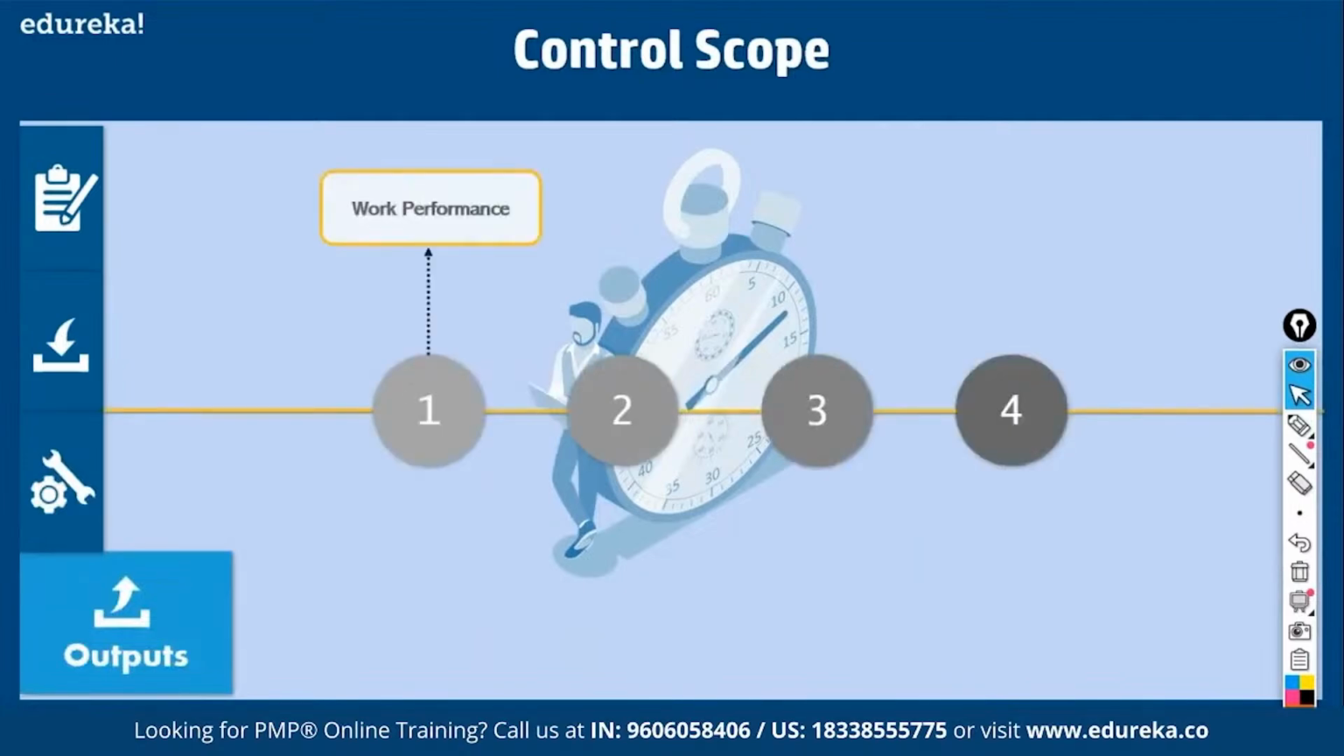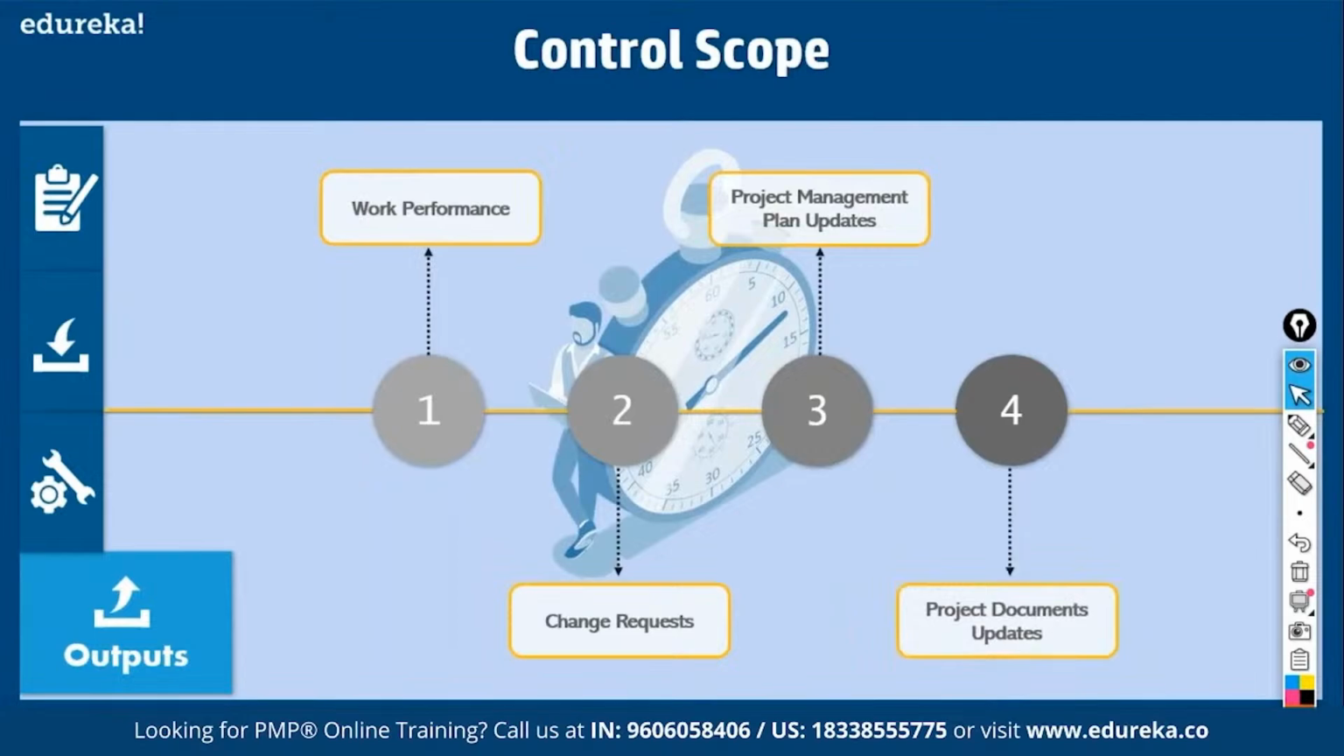Then what else do you get? You get work performance information and change requests. So here also you can generate change requests. Then updates to the plan and updates to documents. Okay, and this is about control scope.